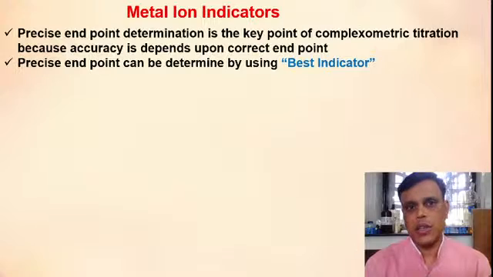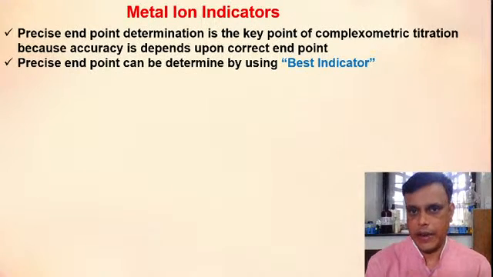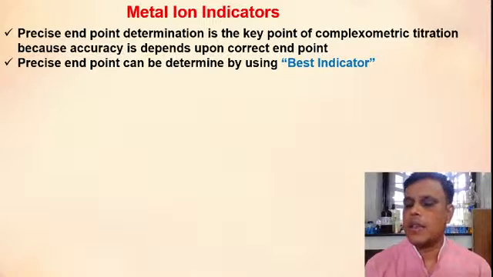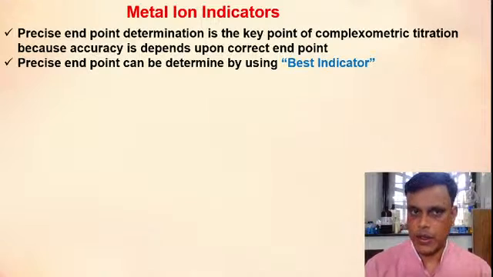So in this lecture we will see the metal ion indicators. We have seen in the last lecture, here the metal ion sensitive indicators are used. Those indicators which we were using for neutralization titration are not used in this case of complexometric titration. ठीक है. So in this titration we will use metal ion indicators, and this choice or use of indicator is a very very important factor in case of complexometric titration.